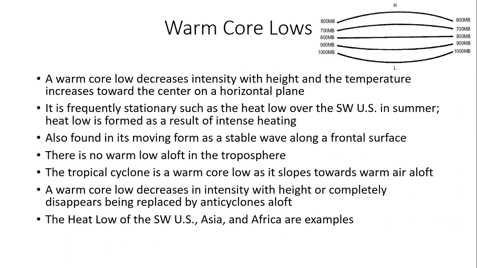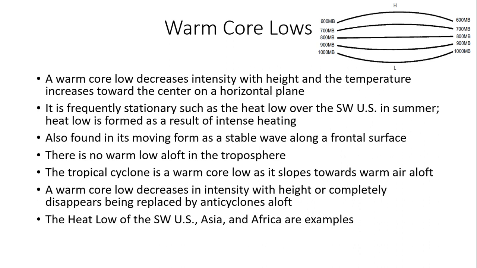A warm core low will decrease in intensity with height, and the temperature increases toward the center on a horizontal plane. So we have the warmest temperatures towards the center. It's frequently stationary, such as a heat low over the southwestern U.S. in the summertime. A heat low is formed as a result of the intense land heating beneath it. It's also found in its moving form as a stable wave along a frontal surface, so that's also a warm core low. There is no cold low aloft in the troposphere.